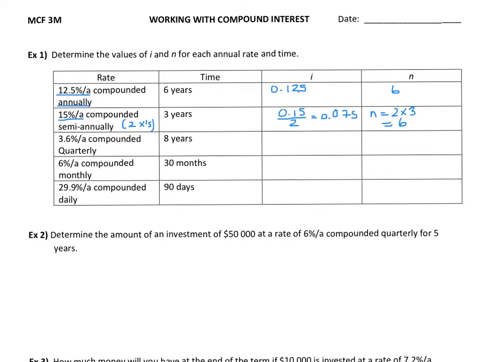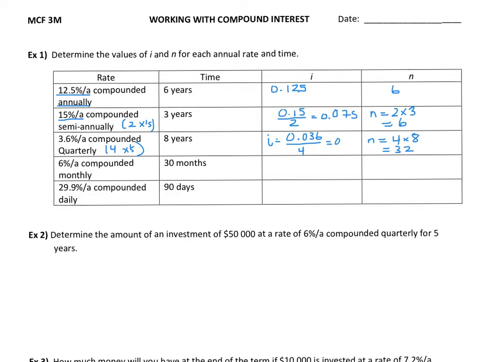All right, the next one, it's compounding quarterly. That means it's 4 times per year, 4 times. That's not an X, it's times. 4 times per year. So I want to take that annual rate, my I value will be the annual rate, 0.036, and then we're going to divide that into 4 equal pieces here. And likewise, the N, it's compounding 4 times every year for 8 years. So it'll be 4 groups, 8 times. And that gives us 32 here.